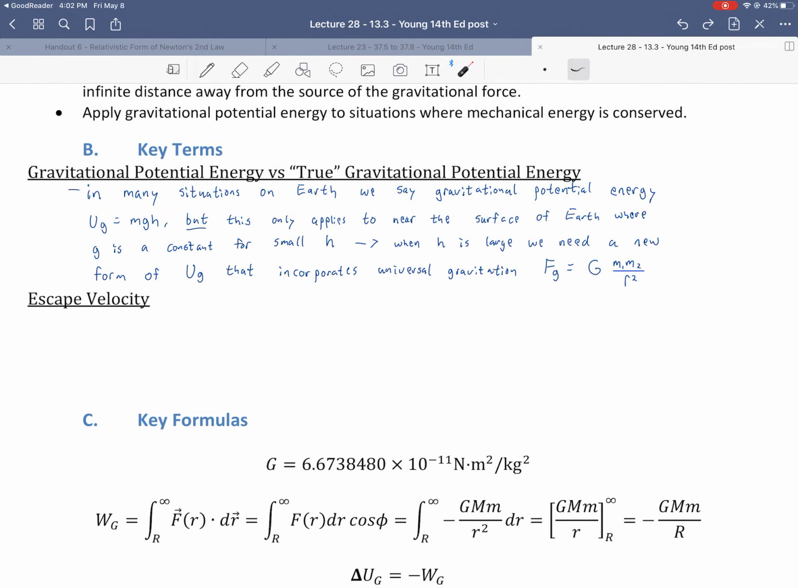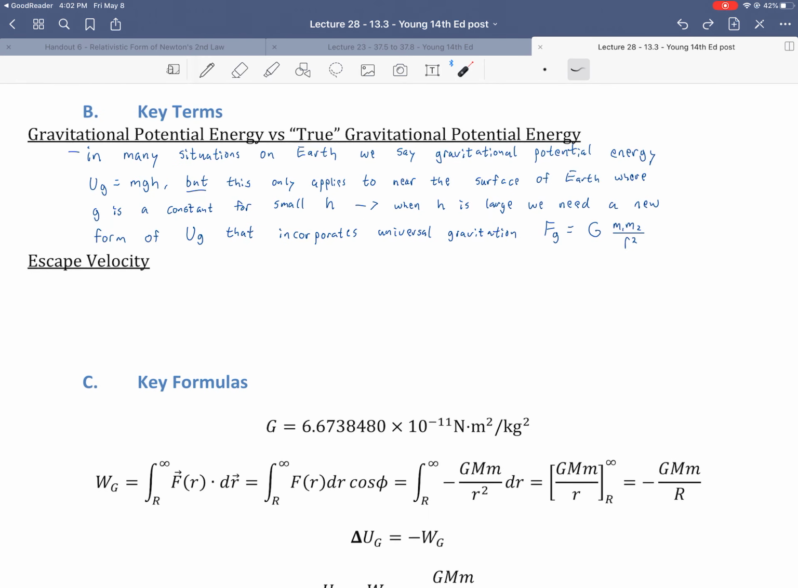But when h is large, when we're significantly changing our height, say thousands of kilometers, we need a new form of gravitational potential energy because g certainly is not constant. We saw that in the previous section of this chapter. So we need this new form of gravitational potential energy to incorporate universal gravitation. We have to derive this new form, again, using the integral definition of work.